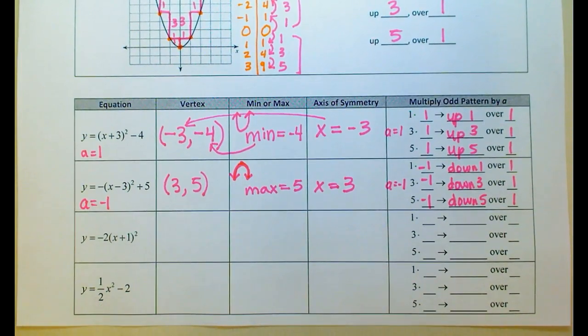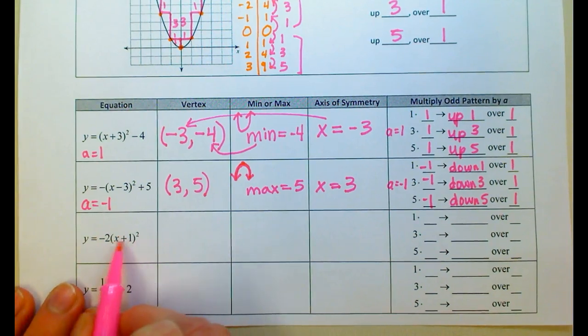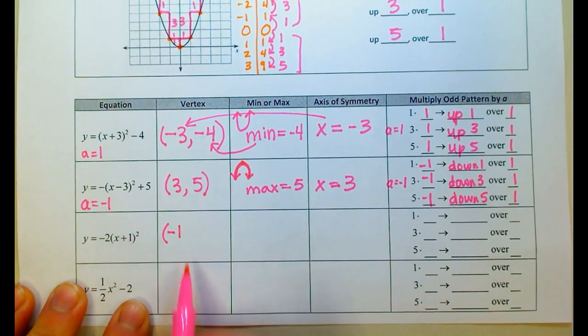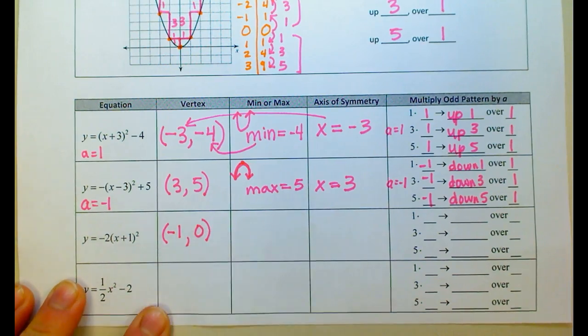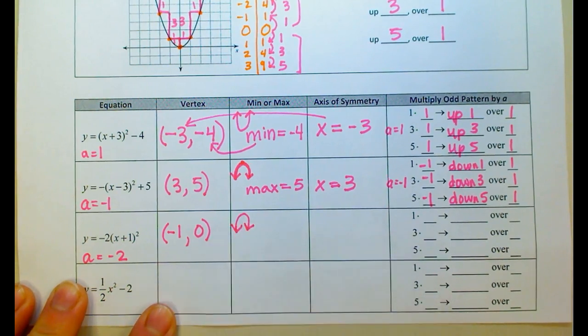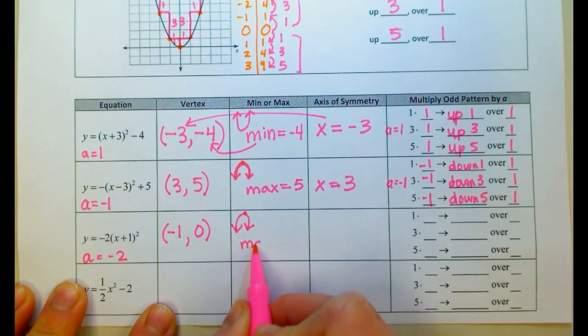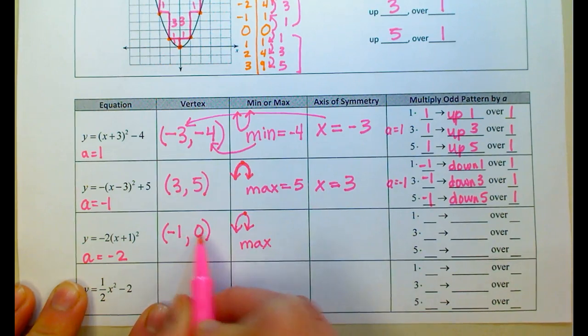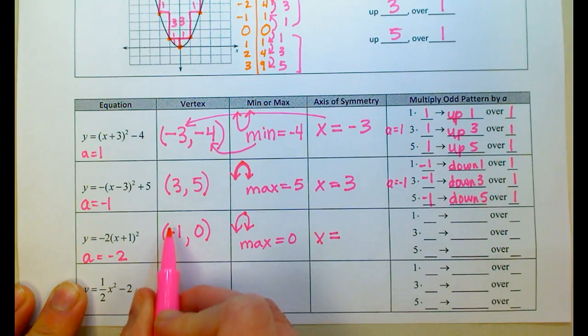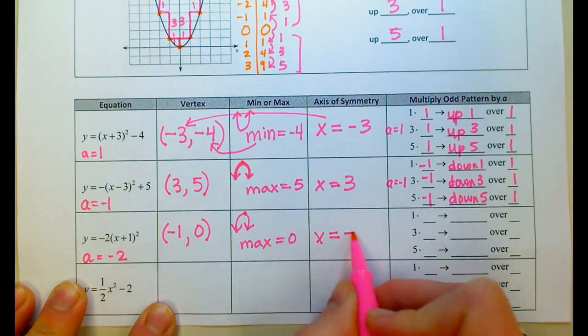Okay, the next one. If we look at this one, we have x plus 1 on the inside of parentheses, so that will give us the opposite sign of -1. And there's nothing added or subtracted, so the y value is 0. My a in this one is -2, so that means I'm going to have a reflection, and my graph will open down, meaning that once again I will have a maximum, and the maximum value is 0, the same y value of the vertex. My axis of symmetry will fall on the same line of the vertex, so x equals -1.